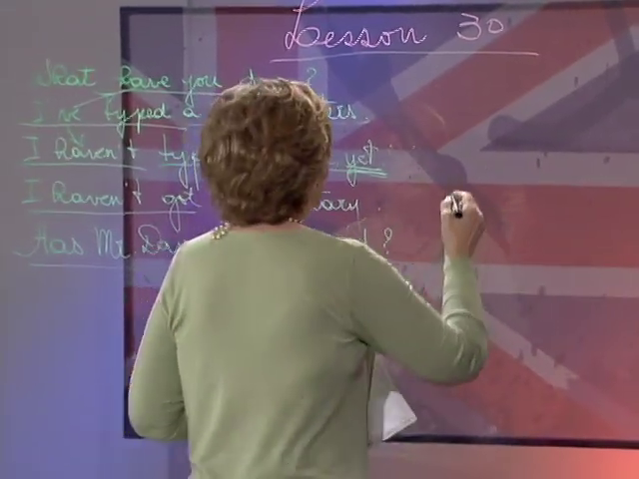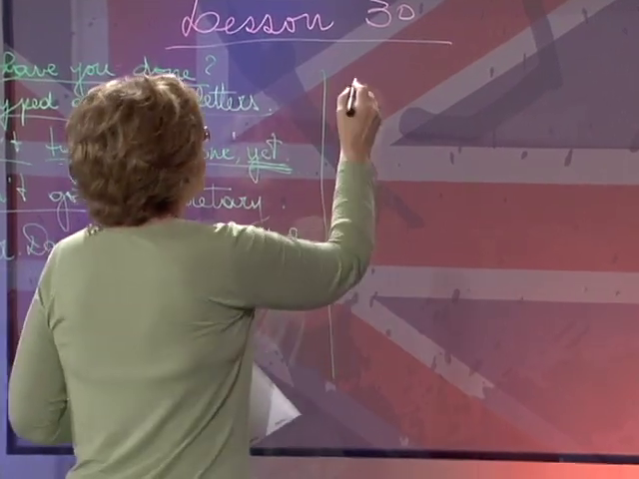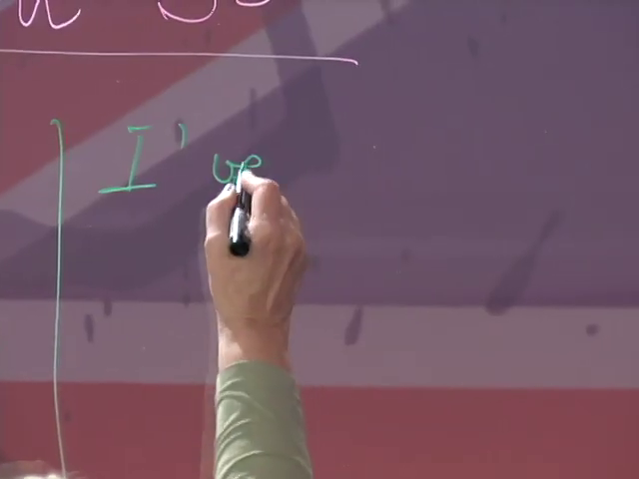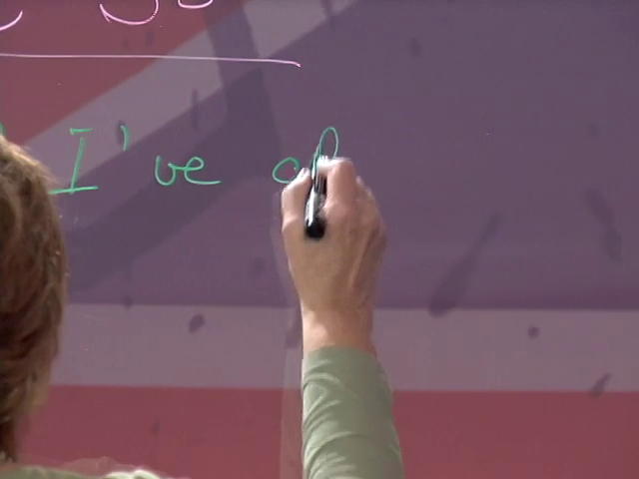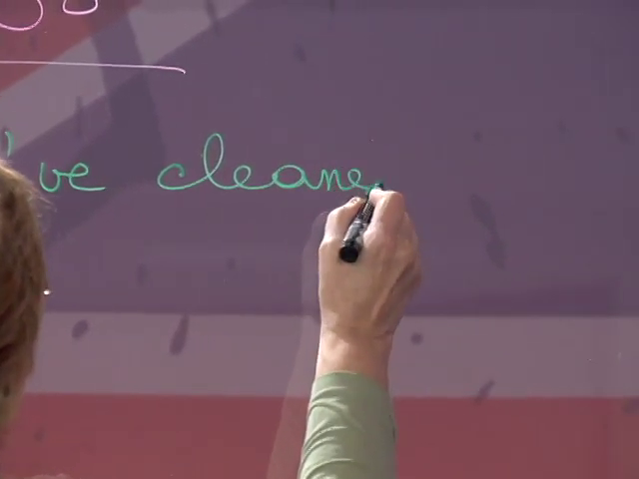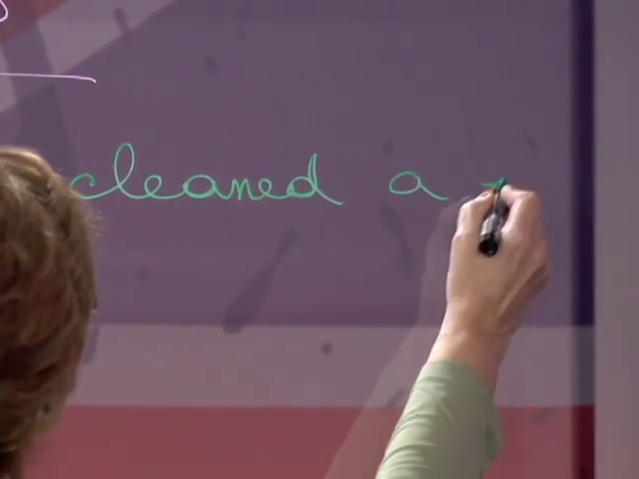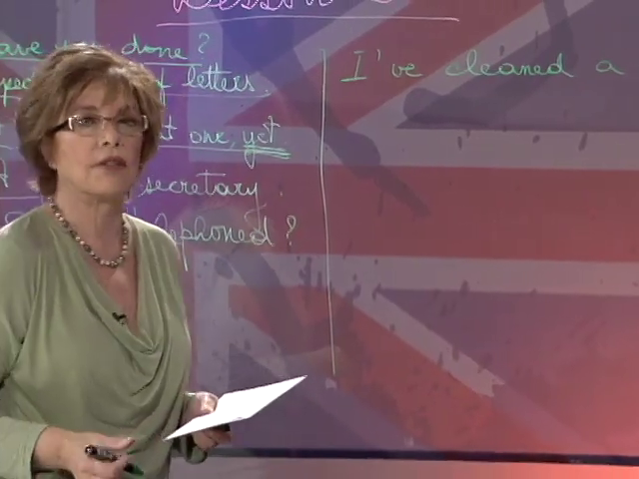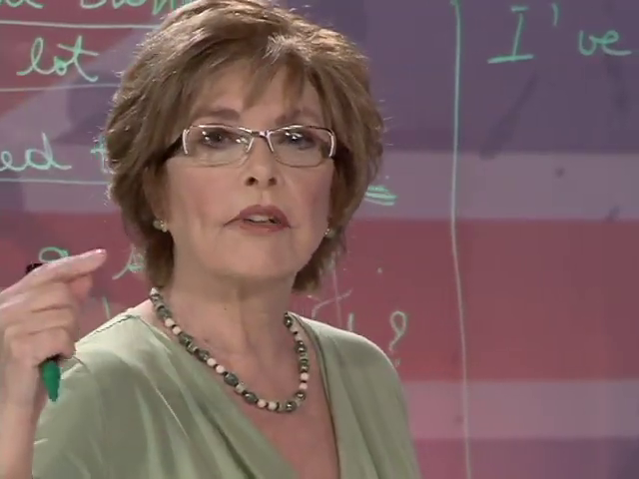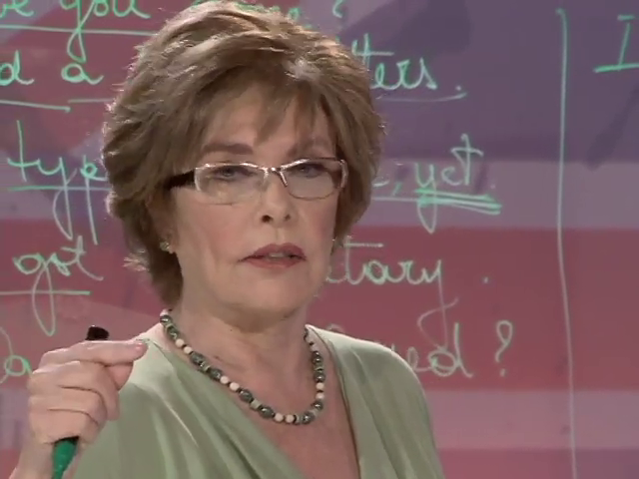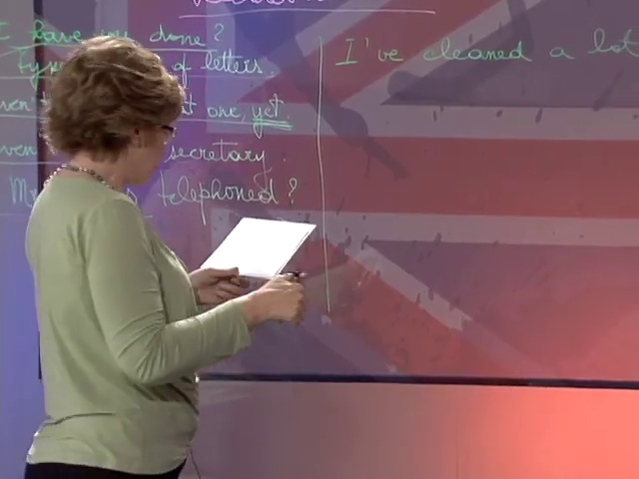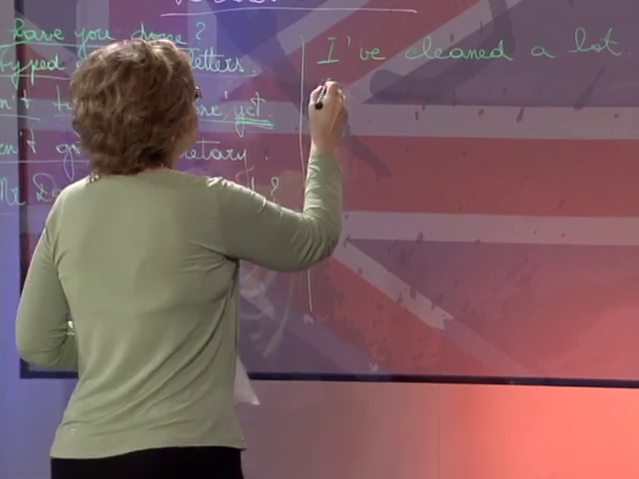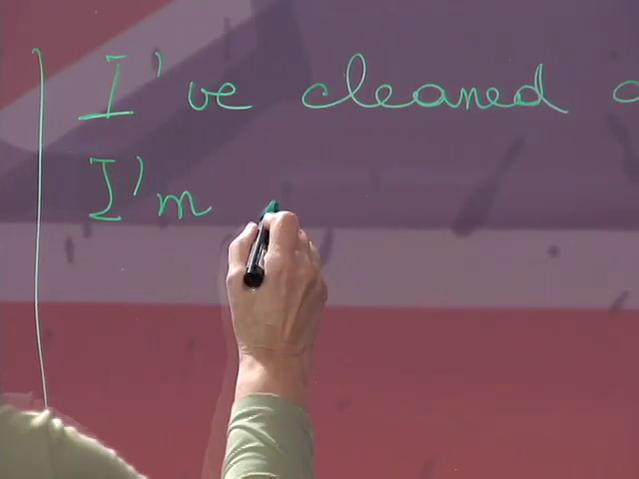Veja, I've cleaned a lot. I've, olha o verbo have aqui, I've cleaned a lot. I've cleaned a lot of glasses. Repeat. I've cleaned a lot of glasses. Very good. Mais uma. Esta é outro tempo. I'm cleaning.